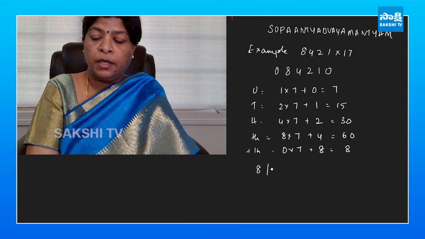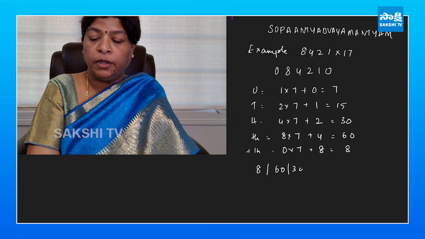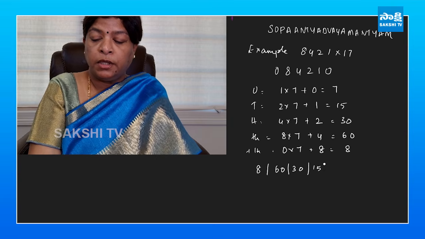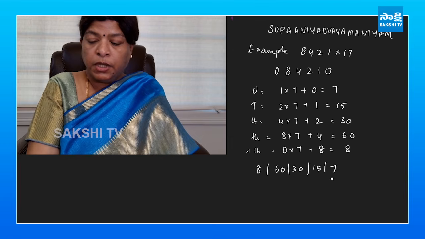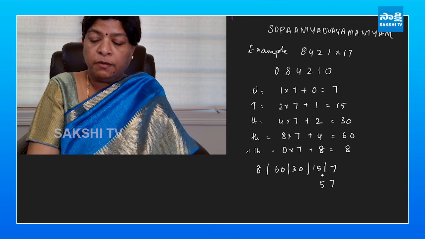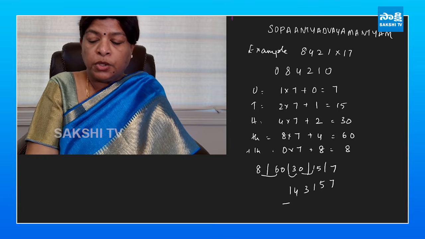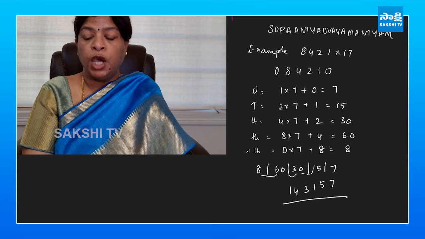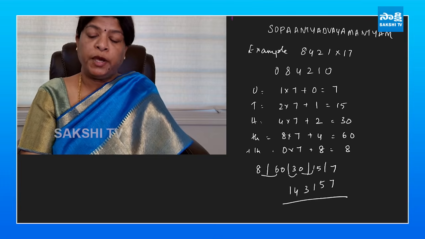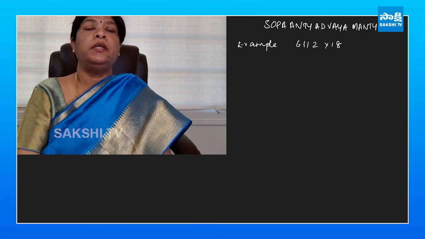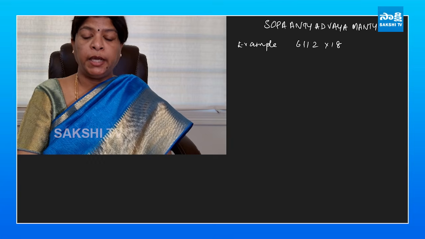So 8, 60, 30, 15, 7. So we drop 7, 5, 1, 3, and 14. So the answer to this problem is 143157. We have another example, 6,112 multiplied by 18.